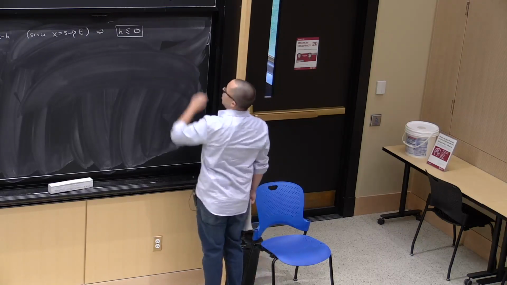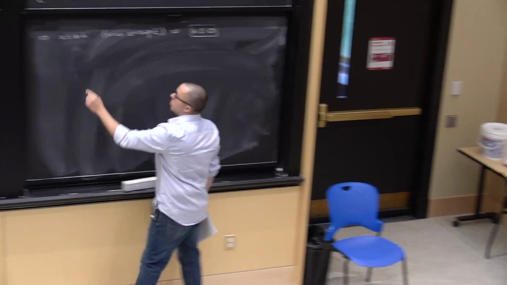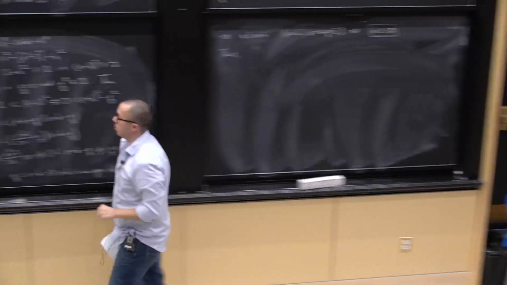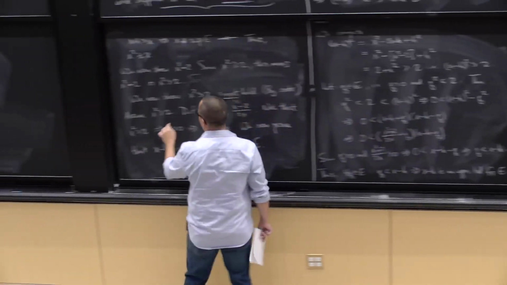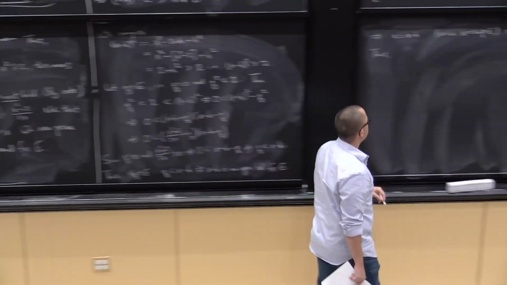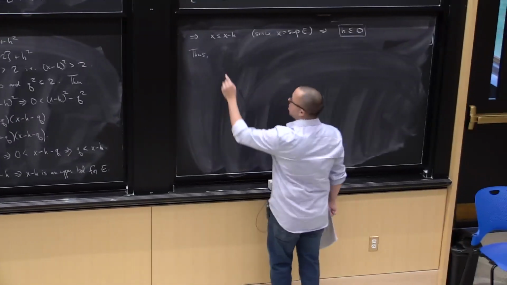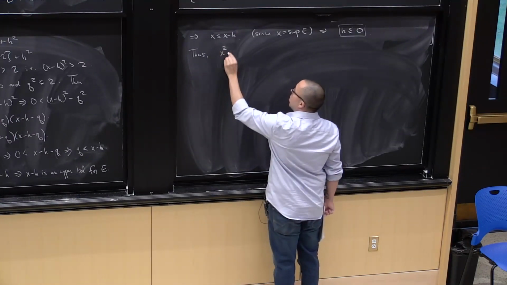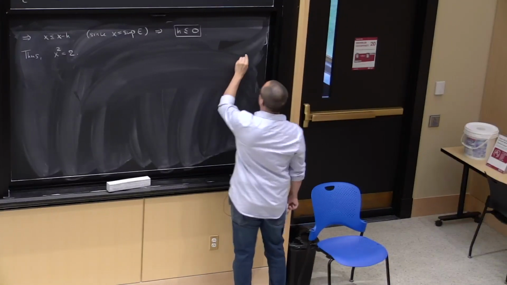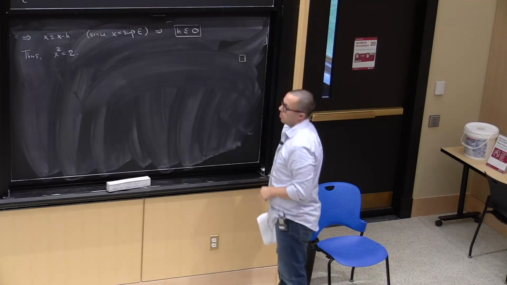Okay? But remember, what was our original assumption to begin with in this line of reasoning? That was that x squared is bigger than 2. And that concludes the proof.